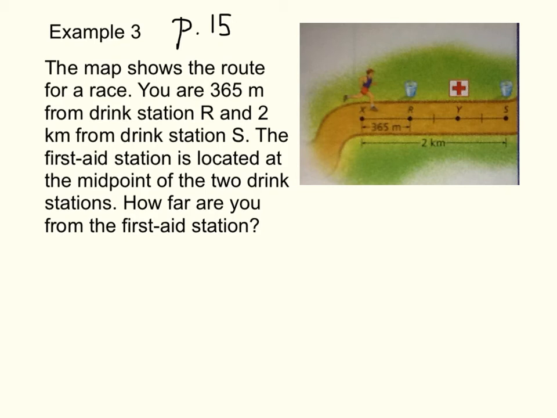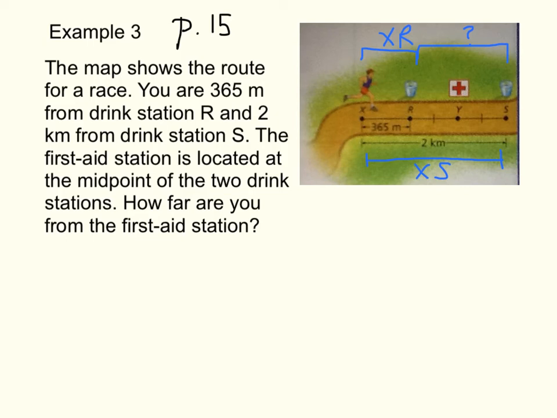So the first thing you have to do is analyze what you have. You know that XS is the entire length, which is 2 kilometers. XR we know is 365 meters. RS we do not know. Notice that XR plus RS, which we don't know, is equal to XS. Now once again, we're going to use the segment addition postulate. All we have to do is subtract 2 kilometers minus 365 meters.